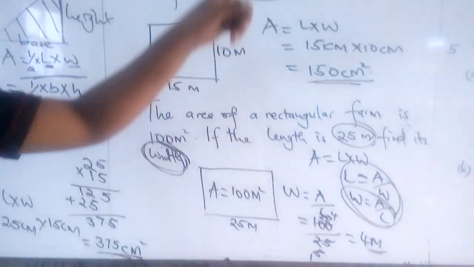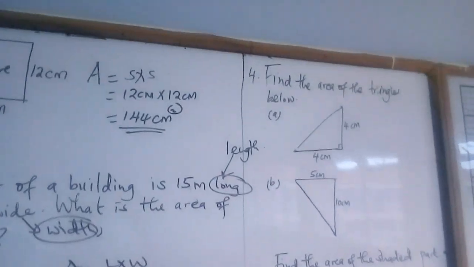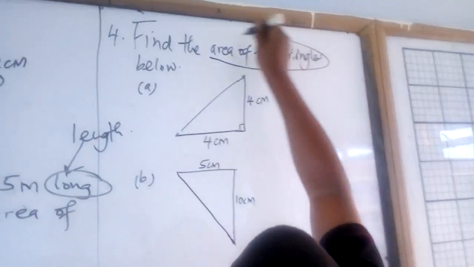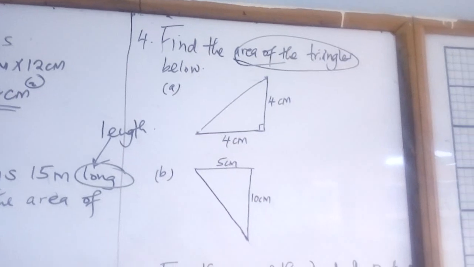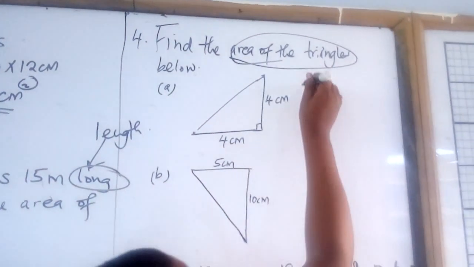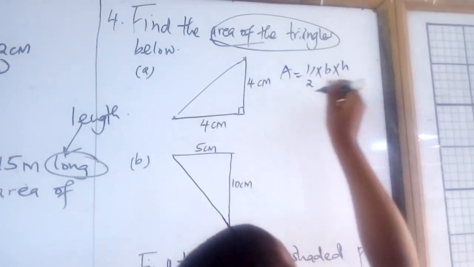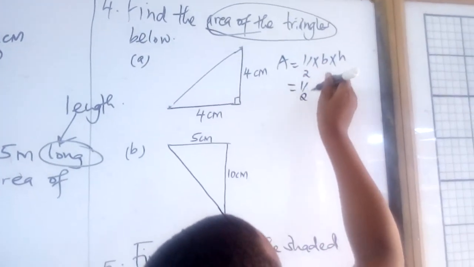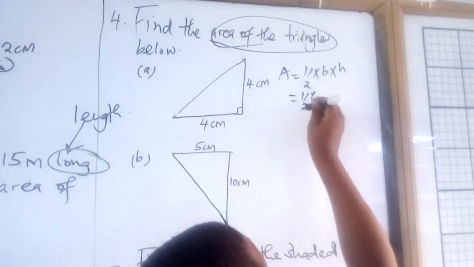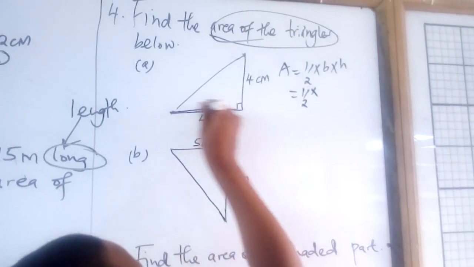Let's find the areas of triangles. So here we are told to find the area of the triangles. Now, as we have said, area is equal to a half times base times height. A half will not change. Our base is this line here.